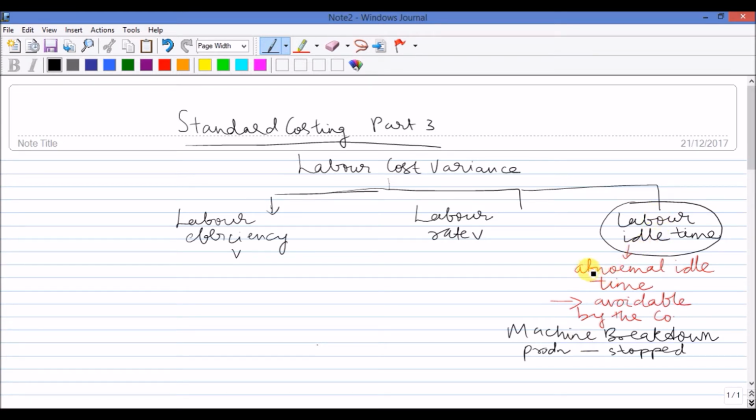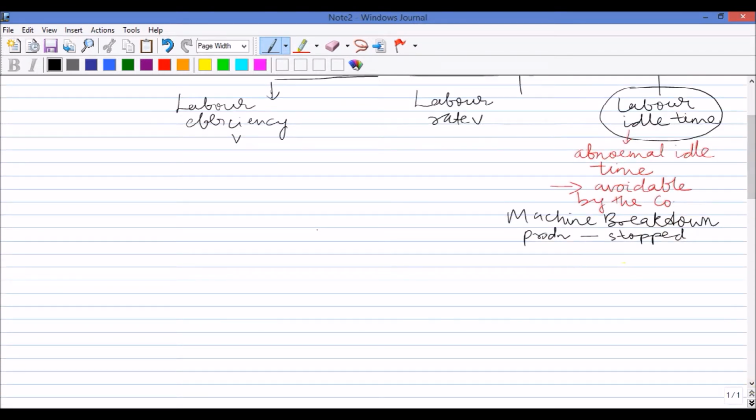So labor is not working during this period, but we need to pay them wages. Since they are not responsible for the machine breakdown, it is not their duty to maintain the machine. So this is the labor idle time where no production is taking place, and this is always adverse. Since we are going to pay workers even though they are not working and there is no production happening, this is adverse. Remember this.